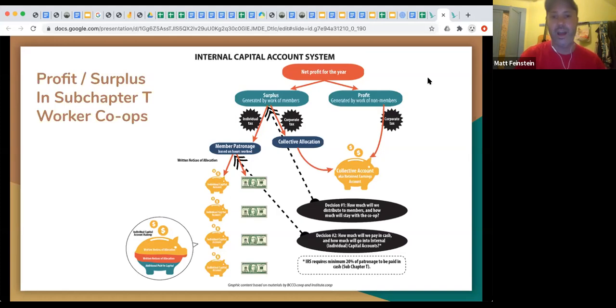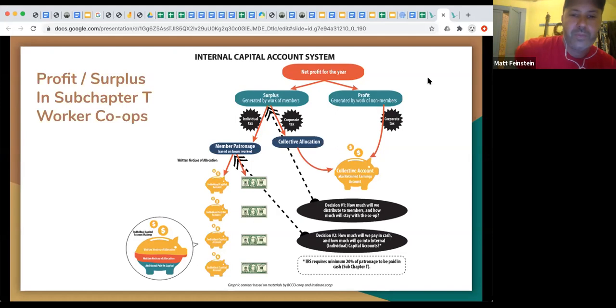These capital accounts are not in QuickBooks usually. There is a way to do it, but it's a little messy. Most co-ops do it in a separate spreadsheet and just refer to it or bring it in as a lump sum, annually or however makes sense for your co-op.